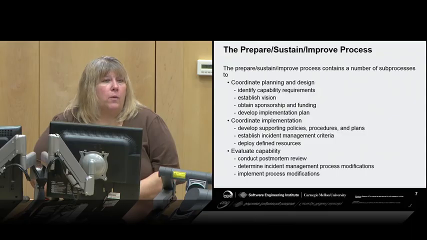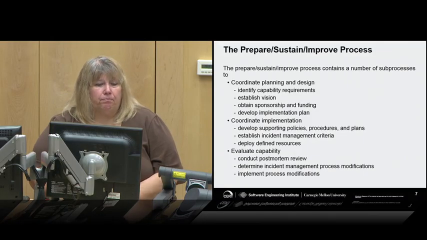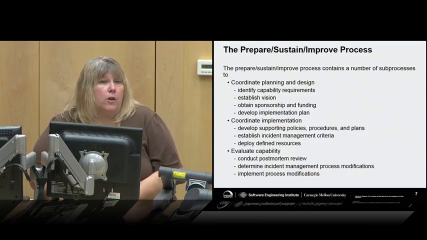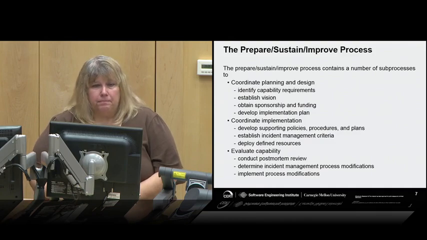And then also the evaluation of the capability. That's the next sub-process. And in that case, it includes conducting post-mortem review after an incident has occurred to determine and understand any gaps, any strengths, any weaknesses that occurred, and any lessons learned that require improvements to ongoing incident management processes, better training for staff, or improvements to defenses within the infrastructure. It also includes any change to the process or method for performing incident management, and then actually implementing those processes.